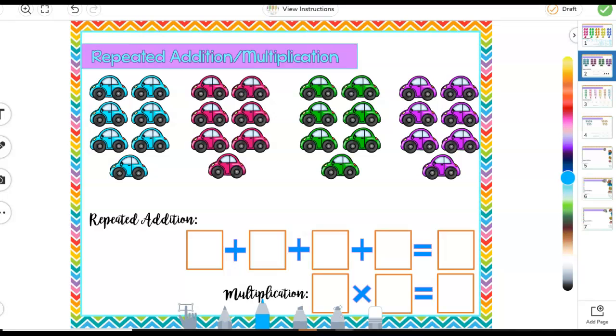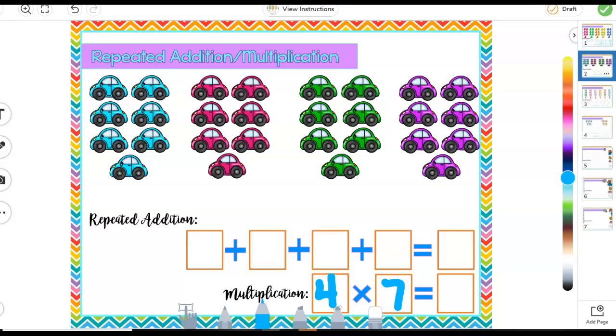Okay, if I'm looking at these groups of cars, I see a blue set, so that's 1 group. A pink, that's 2. Green, 3 groups. Purple, 4 groups. So there's my groups. 4 groups of, how many were in each group? Evangeline? 7 again. Okay, good.